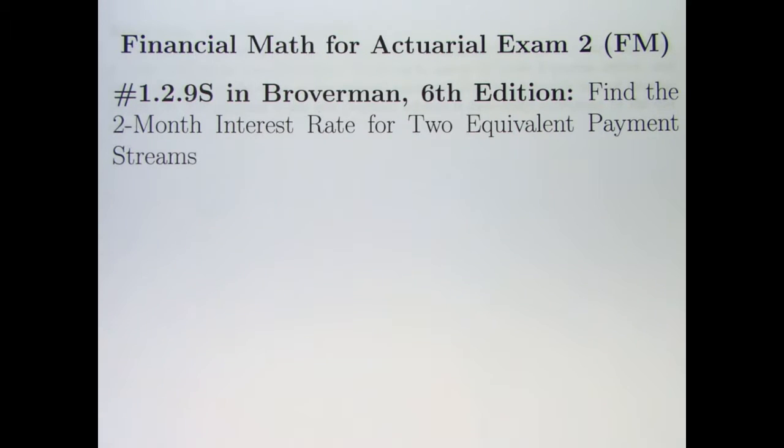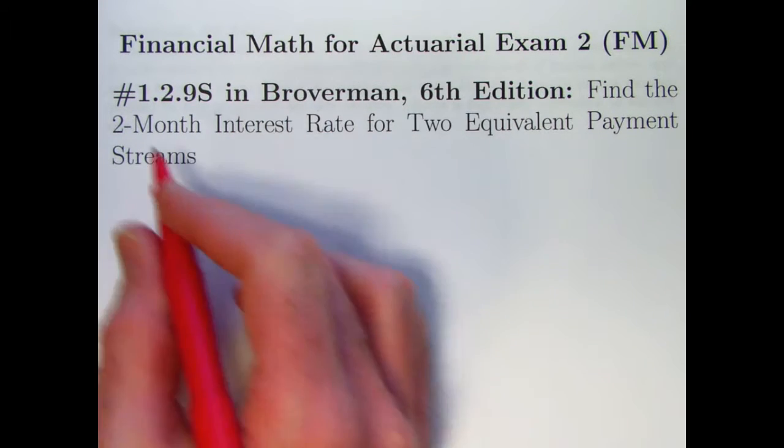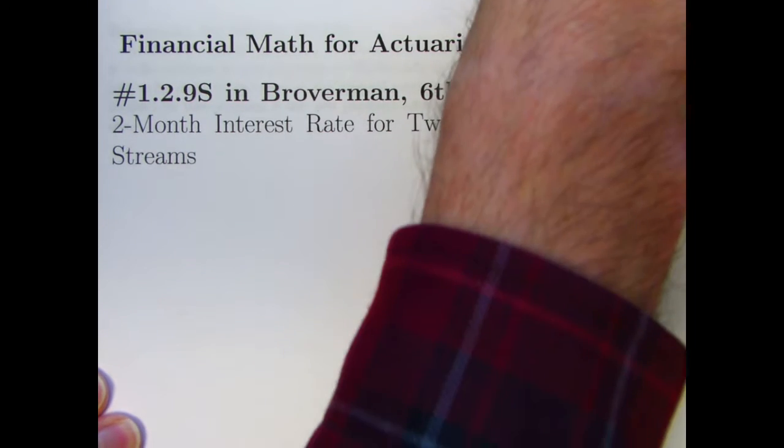In this video, we're going to focus on solving problem number 1.2.9s in Broverman. Find the 2-month interest rate for two equivalent payment streams.